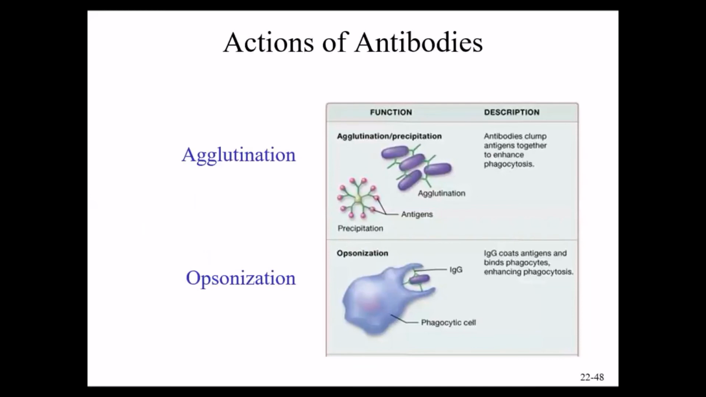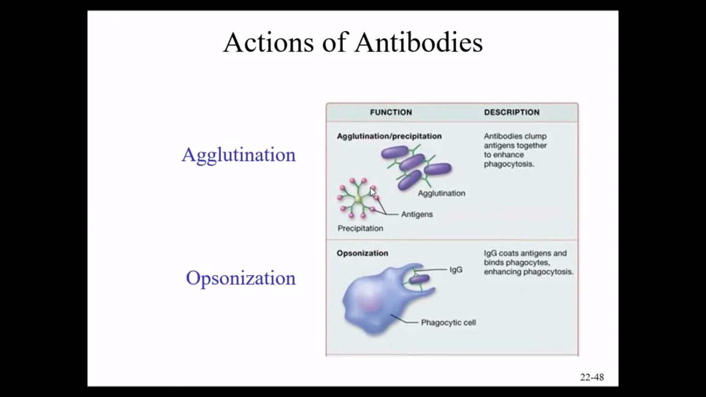Now, in the next section we'll talk about how these antibodies actually work. What are the processes where these antibodies actually fix a problem? The first type is agglutination. This is the first example of an action of antibody. It just means that it binds and causes a clumping reaction.